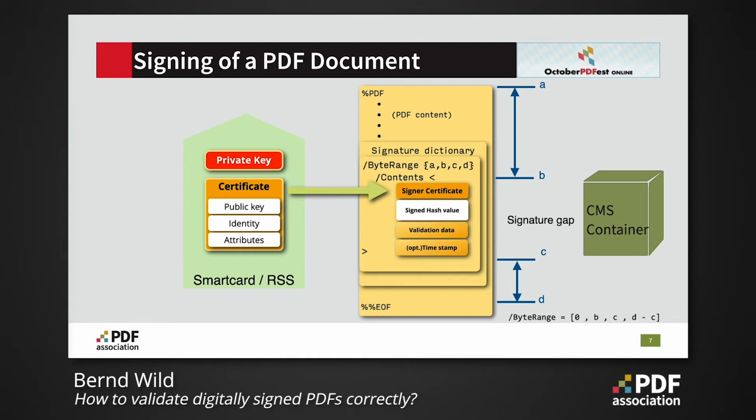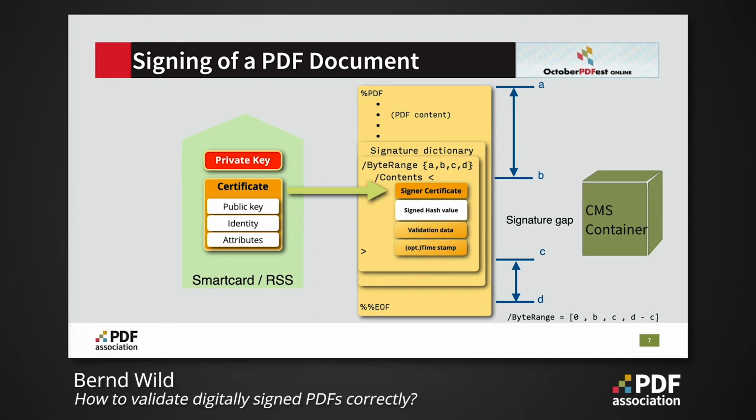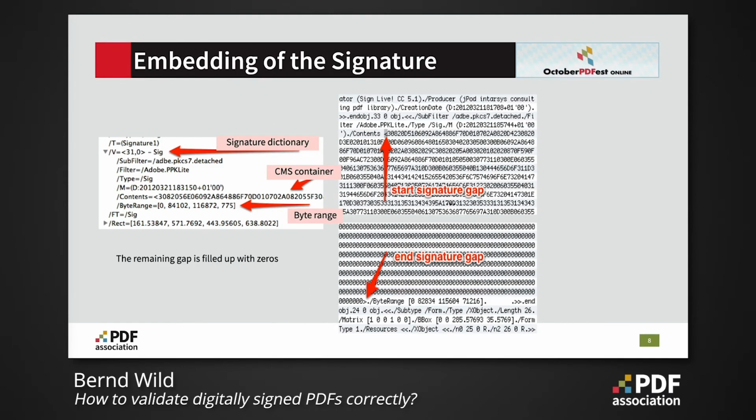With the help of the private key, this hash value is then encrypted and forms the signed hash value, the actual signature value. This is packed into the CMS container together with certificate information, validity information for the certificates, according to the CAdES standard. If you open a signed PDF in a text editor or in a COS browser, you can easily find out where the CMS container was inserted.